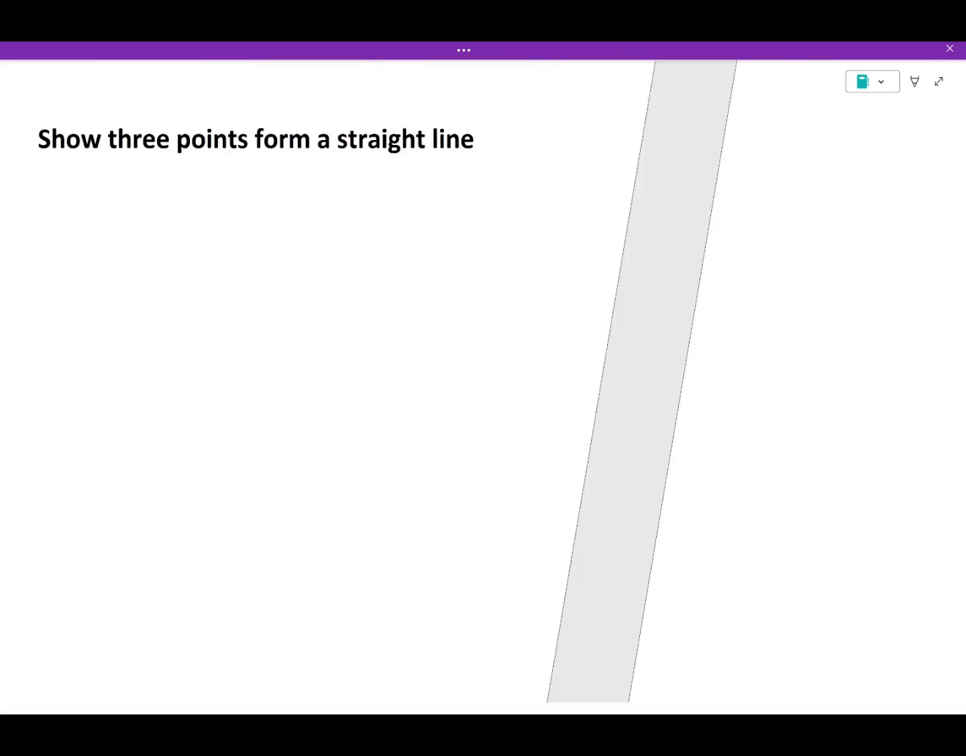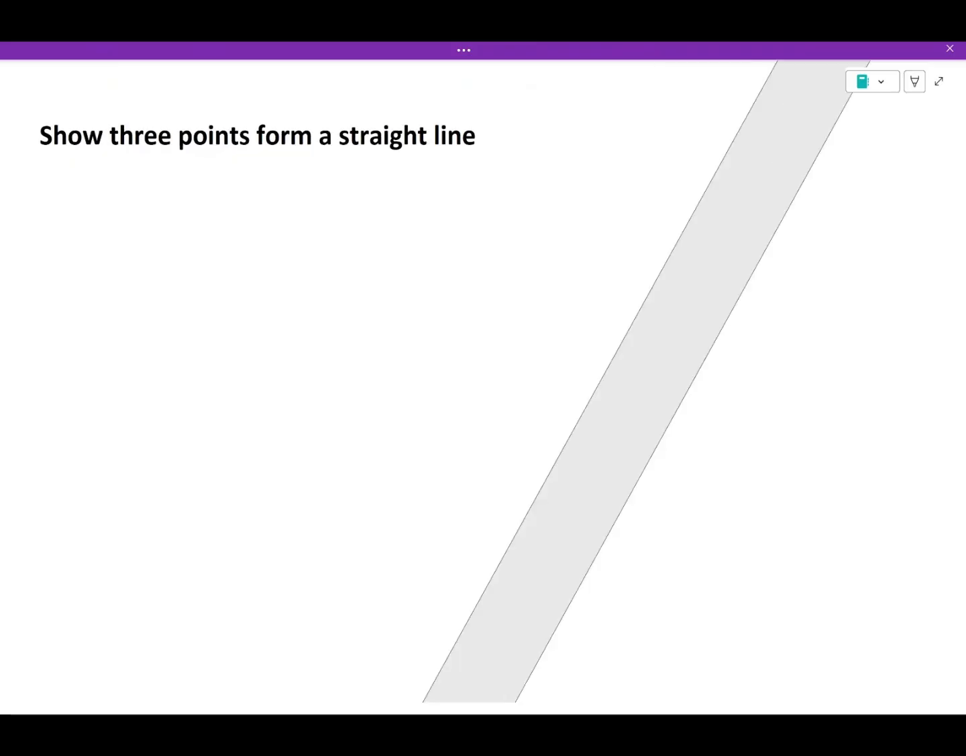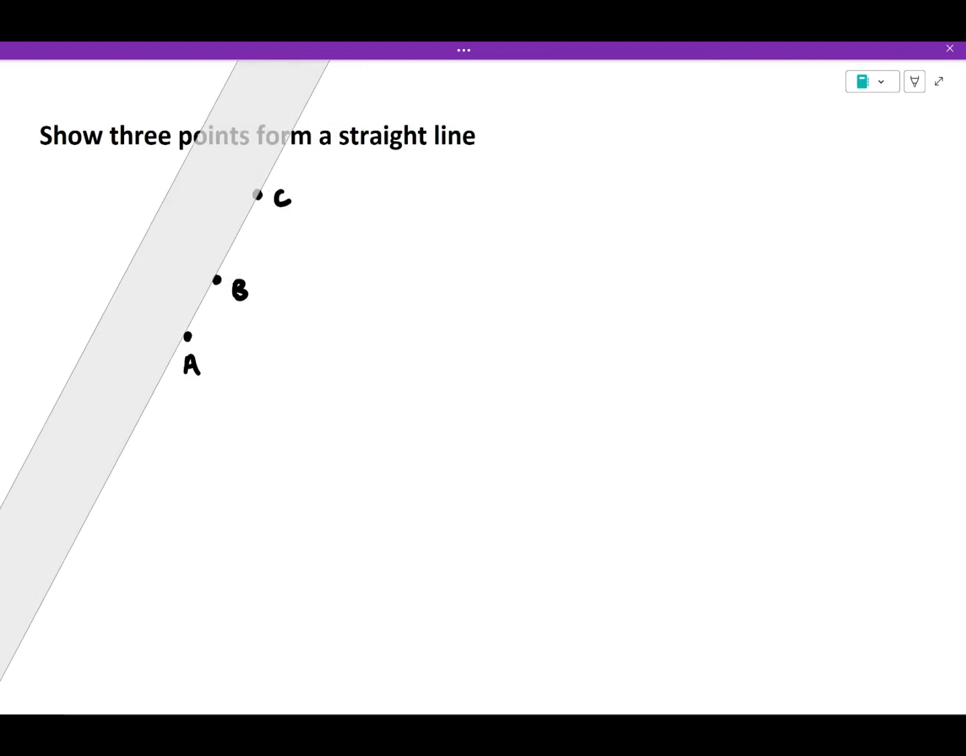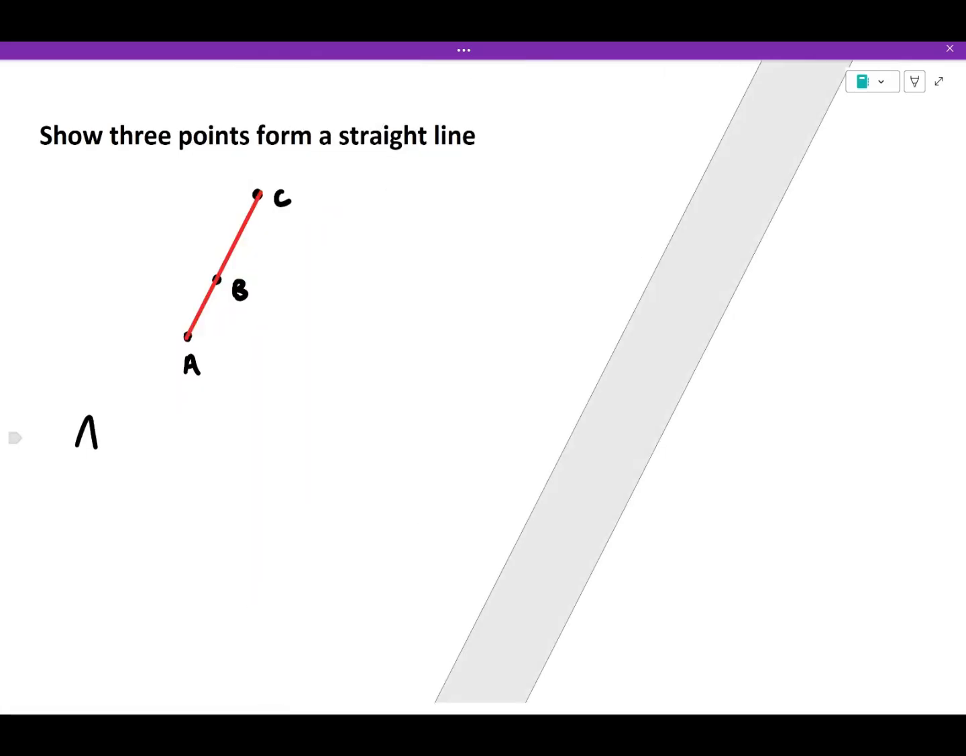We're going to look at how we can show that 3 points form a straight line using vectors. So let's consider 3 points. So I'm going to call this point here A. Then this point here, we'll call it B. And then this point over here, we'll call it C. Like that. Now what I can do is get my ruler and I can join up all 3 points with a single straight line like this. Therefore, I can say that the line ABC is a straight line.